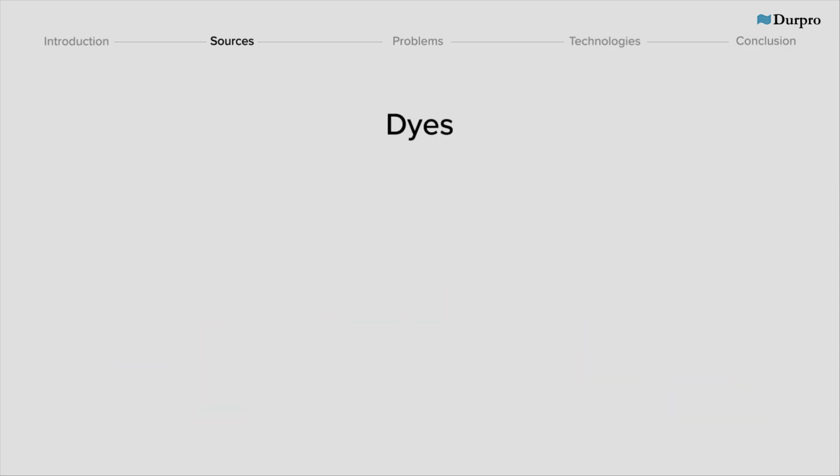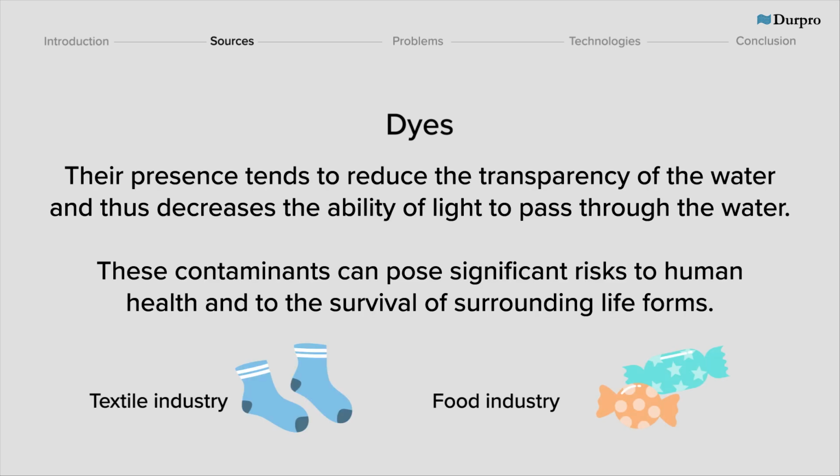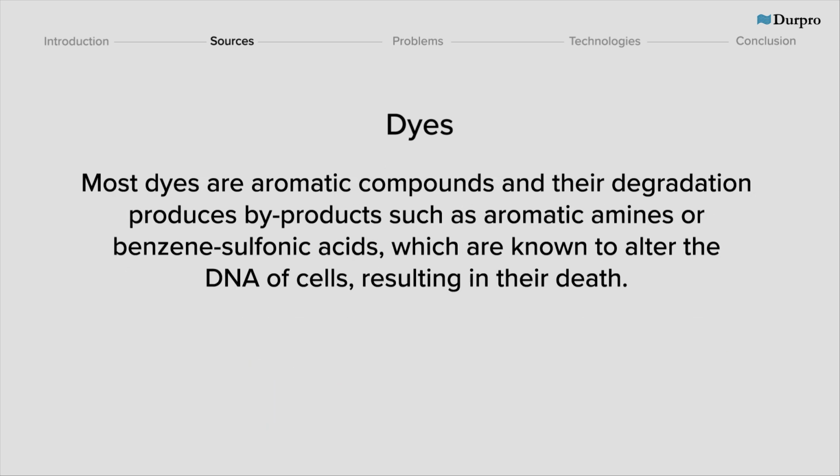Dyes and coloring agents. Whether they are dyes used for textiles or for the food sector, their presence tends to reduce the transparency of the water and thus decreases the ability of light to pass through the water. These contaminants can pose significant risks to human health and to the survival of surrounding life forms. This is because most dyes are aromatic compounds, and their degradation produces byproducts such as aromatic amines or benzene sulfonic acids, which are known to alter the DNA of cells, resulting in their death.